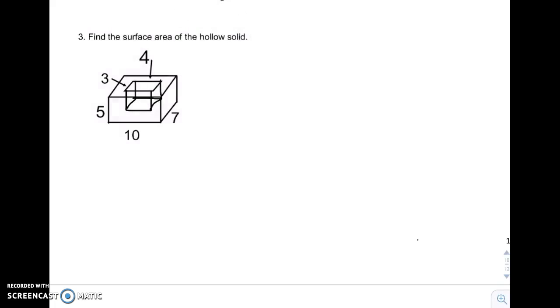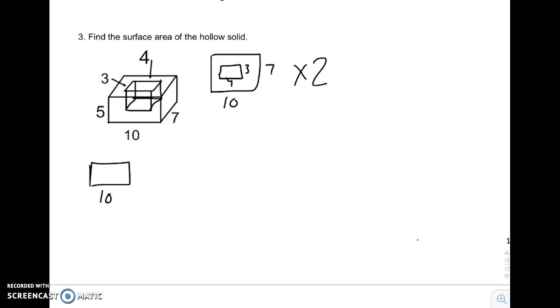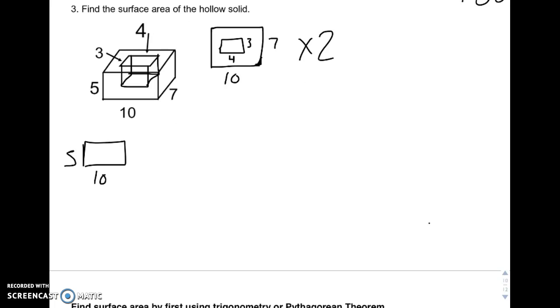First, the top and the bottom are going to be the same. So I'll draw that shape. This is a 10 by 7. And the inner portion is a 4 by 3. And we're going to have 2 of those once we find the area of that. Then I'm going to work my way around the shape. So we've got a front shape that has a 10 by 5. And since we have 2 of these, front and back, we'll go times 2 on that one.